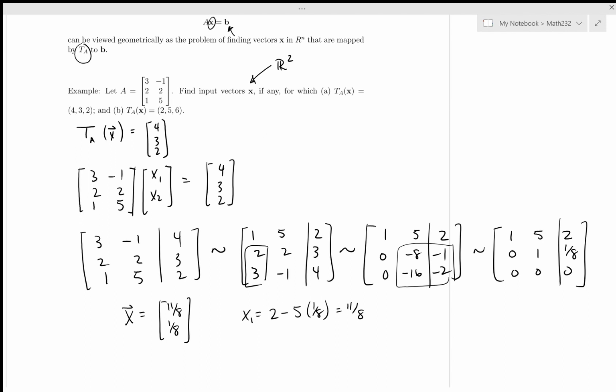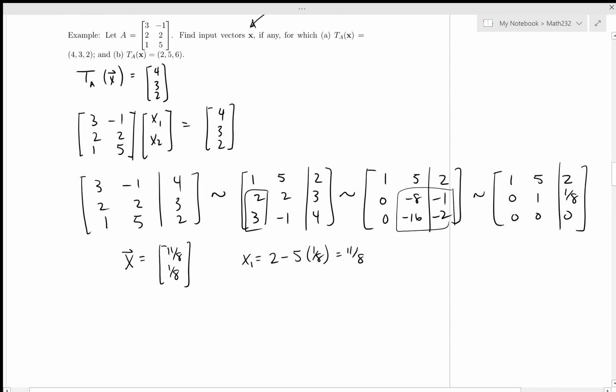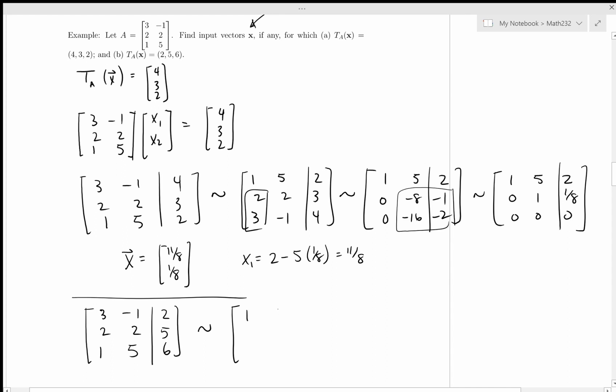Okay, the second question is the same question, but of course the augmented matrix looks different. A is the same, the coefficient matrix is the same, and then the b is different, looks like that. You confirm that I did this right. You go through the steps of the row reduction, and I got to here.